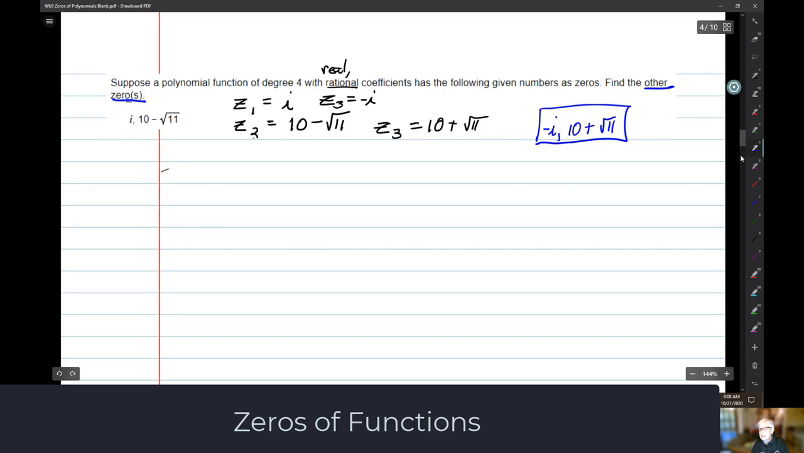That is just so neat. On this one, would the 10 plus the square root of 11 be Z4 or is it Z3? Yeah, it would be, and I should have written that. Thank you. Z4. Yeah, that's Z3, this is Z4. Oh, I should know that that doesn't work with a tablet. It might work with a pencil, doesn't work with a tablet. So there are the four zeros.